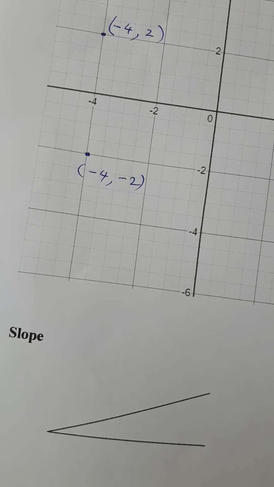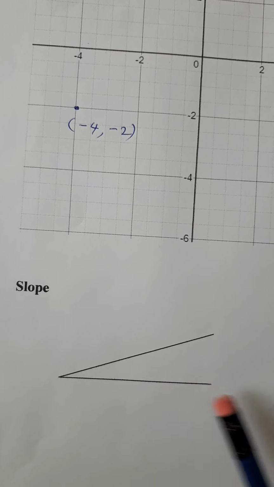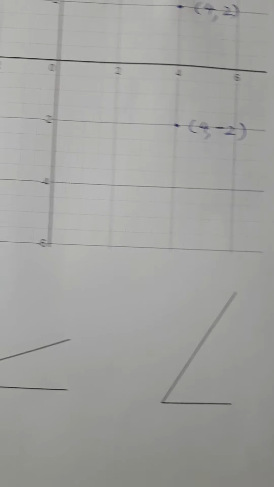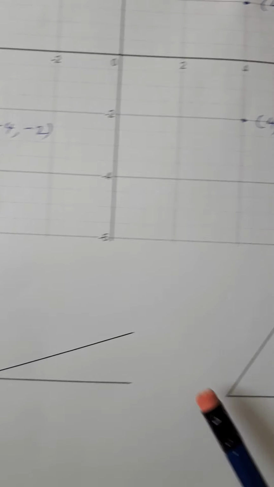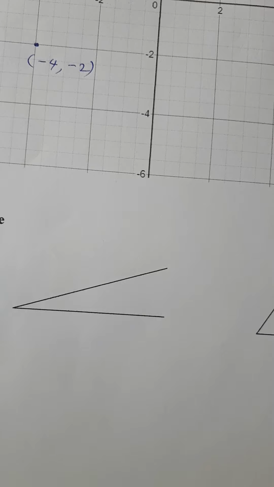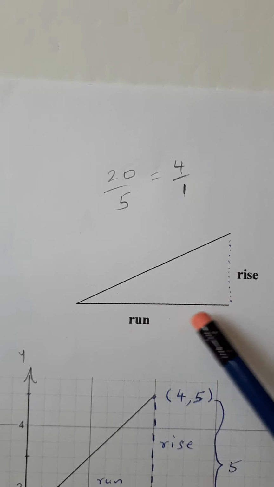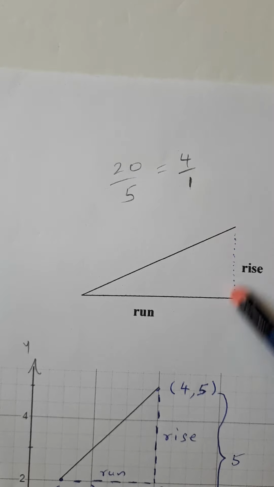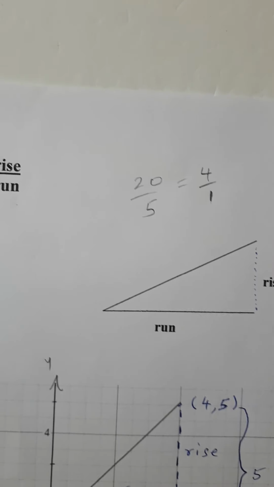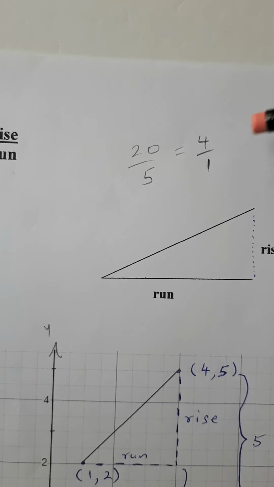Let's talk about the slope now. If you assume that these two are roofs, then this roof has a lower slope than this one. The measure of that slope is rise divided by run. Rise over run. So to talk about the slope, we have run and the rise. If you assume that the rise is 20 and the run is 5, 20 divided by 5 is 4.